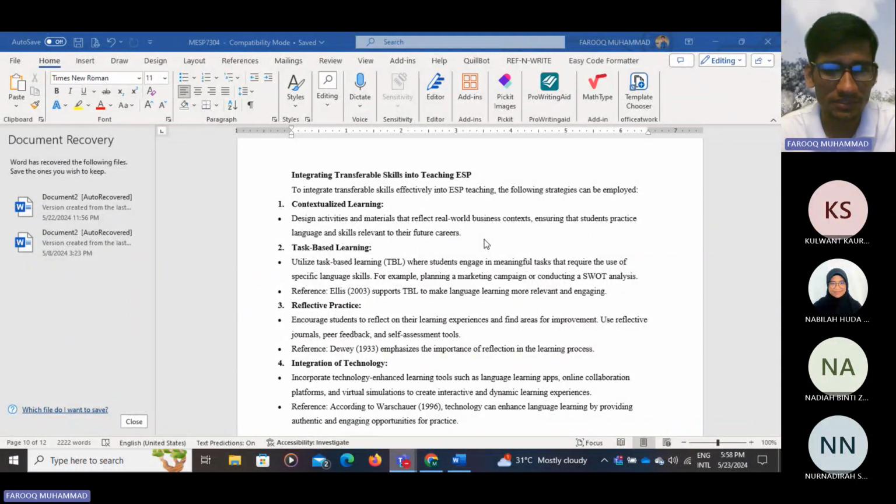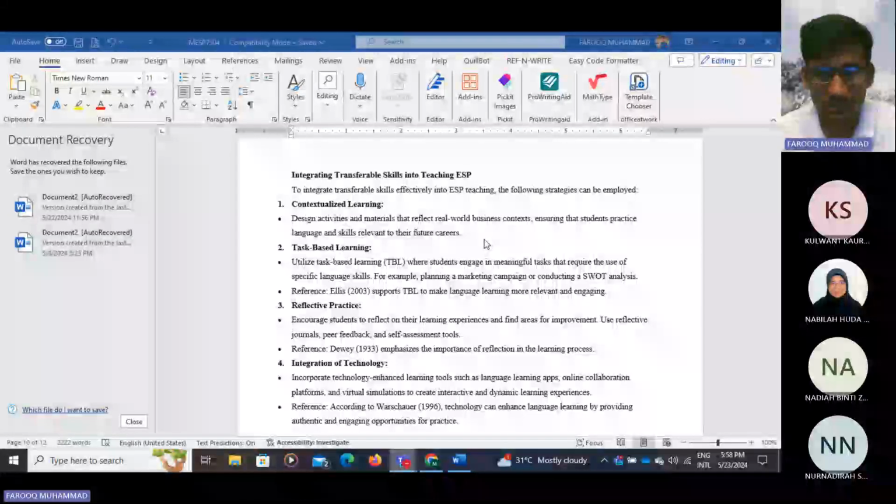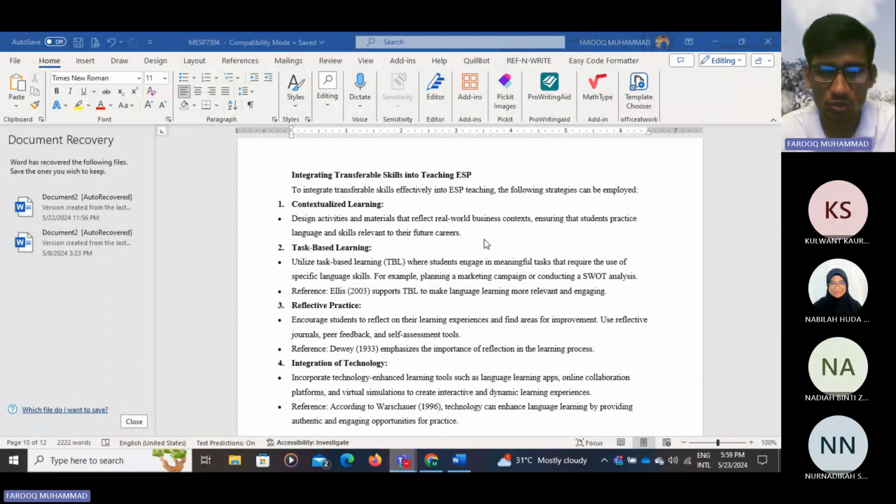The next one will be task-based learning. TBL, where students engage in meaningful tasks that require the use of specific language skills. You can say Alice 2003 supports TBL to make language learning more relevant and engaging.